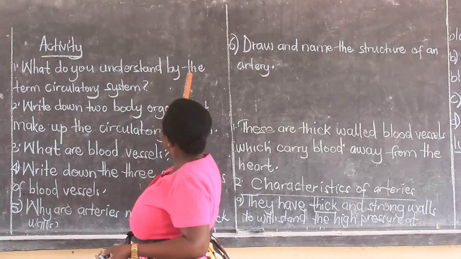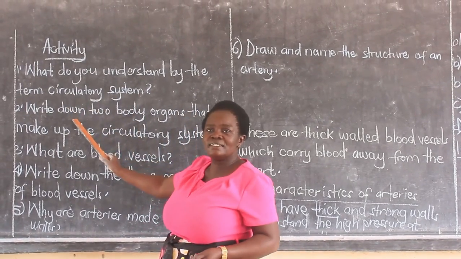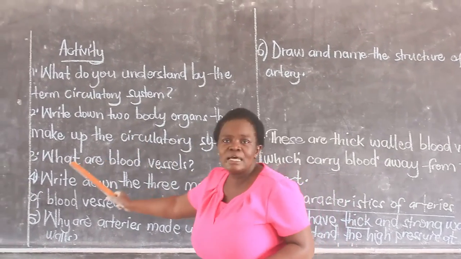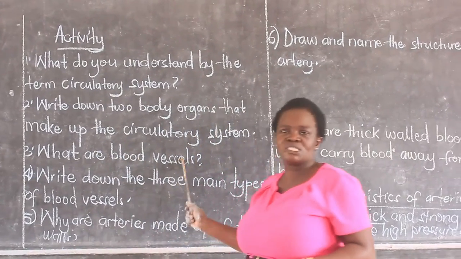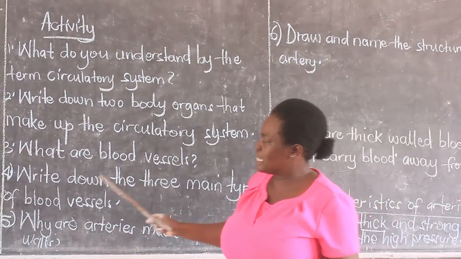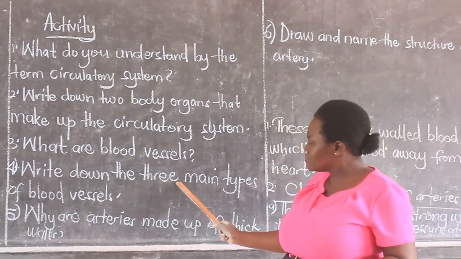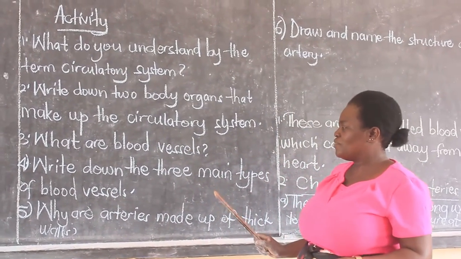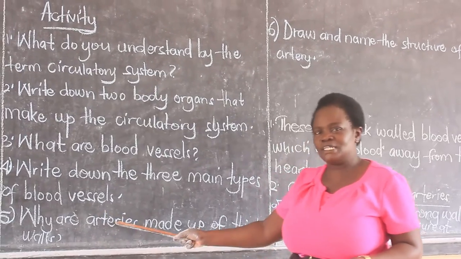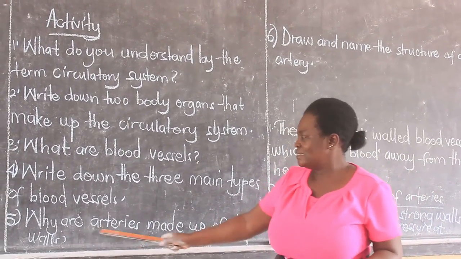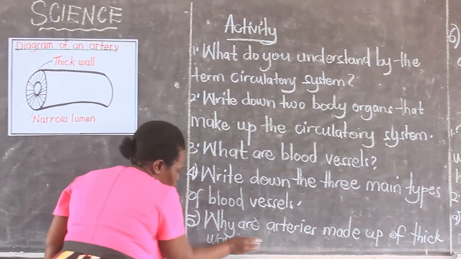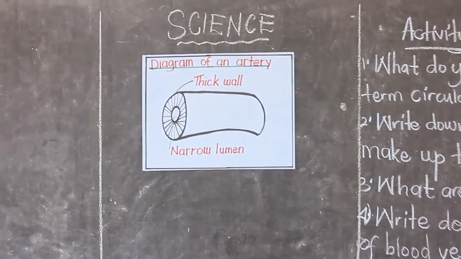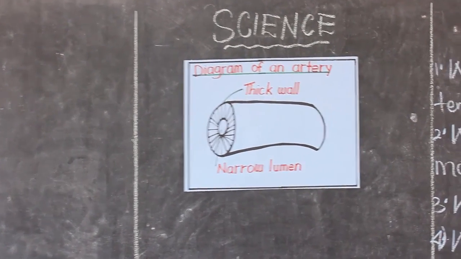What do you understand by the term circulatory system? Write down two body organs that make up the circulatory system. Question number three, what are blood vessels? And then question number four says, write down the three main types of blood vessels. Question number five says, why are arteries made up of thick walls? Question number six and the last one, children, says, draw and name the structure of an artery.